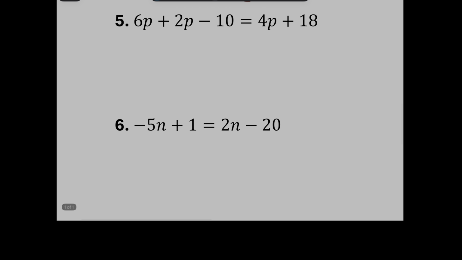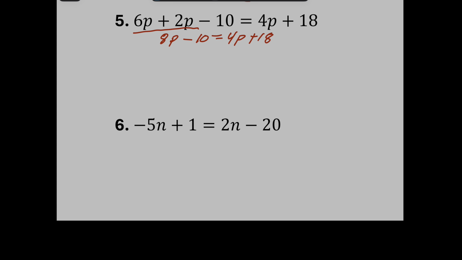And let's go ahead and go to number 5 right now. Okay, so on this one, I do have like terms, but my like terms are right here. So what I'm going to do is I'm going to go 6p plus 2p, and I'm going to get 8p minus 10 equals 4p plus 18. Now I'm back to just an original problem with a variable on either side.